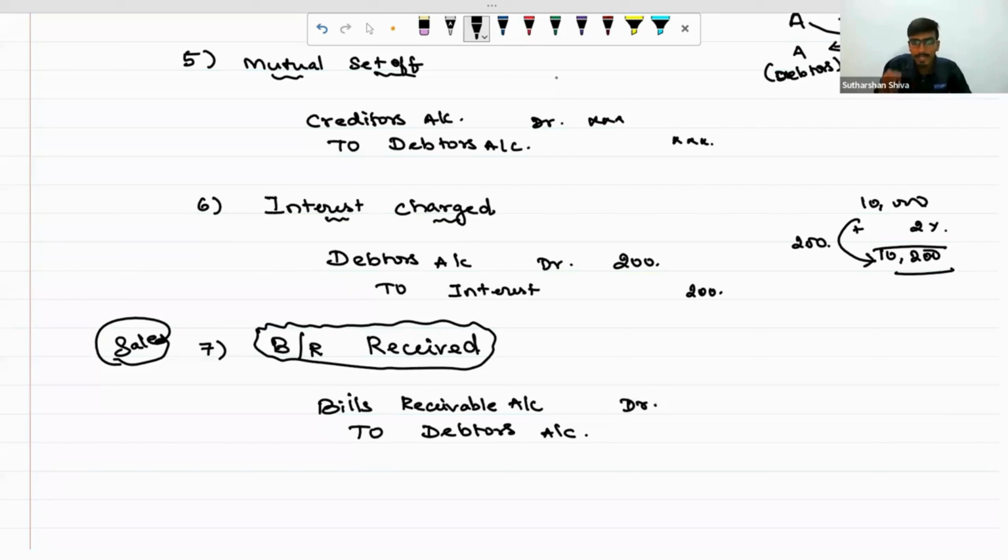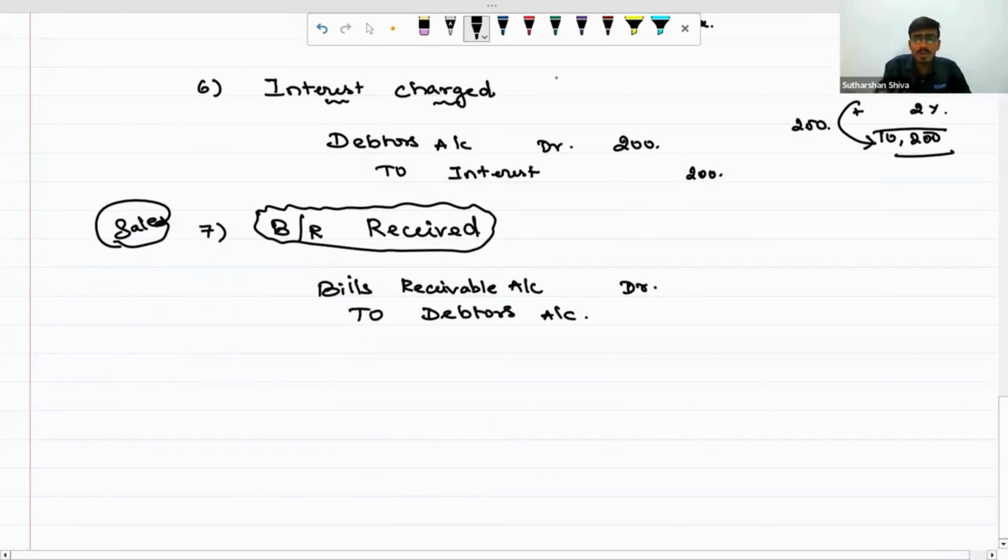So the entry is bills receivable account debit to debtors account. You have received the bill, but you have not received your payment. It is in paper form. It is not cash. It is not in a money form.